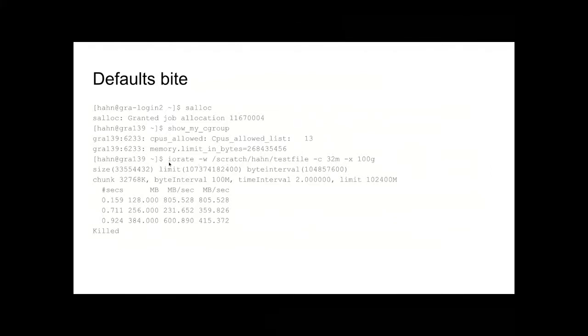All I did was run a program called IO rate, which is just a file system bandwidth benchmark. I told it to try to write 100 gigs in 32 meg chunks, and here it is printing out its incremental progress, and you see it dies quite promptly. It managed to write out 384 megs, and then it got killed.